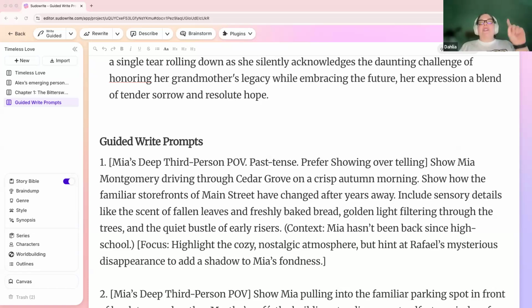But one thing I wanted to tell you is this: prefer showing over telling. As you can notice, this is more of a positive command.